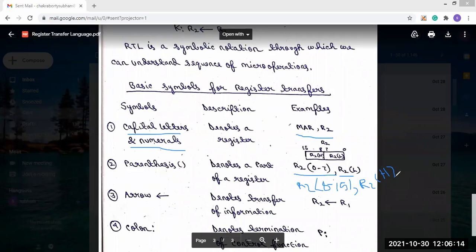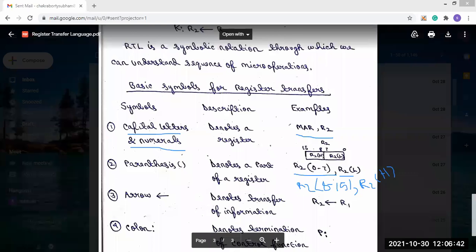And the arrow, we already know, is used for the transfer of information. R1 arrow R2 means the data that is stored in the register R1 will be transferred to the register R2. That is the data transfer. So the arrow is used for the data transfer.